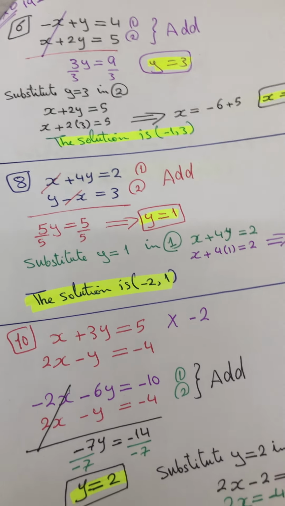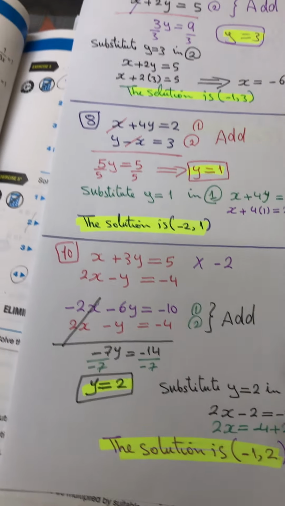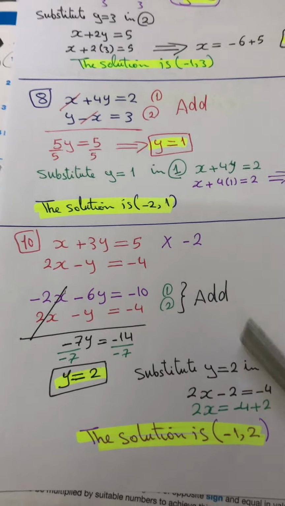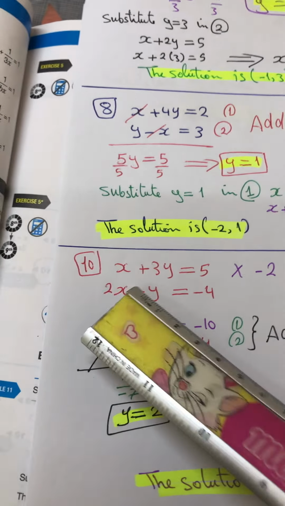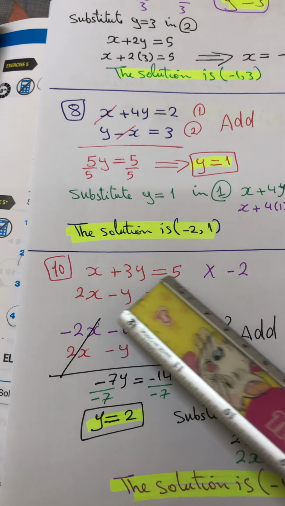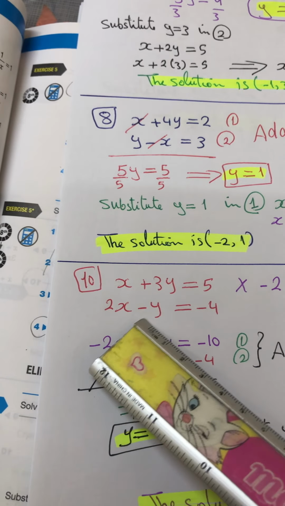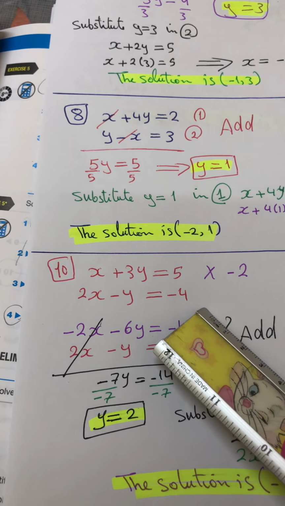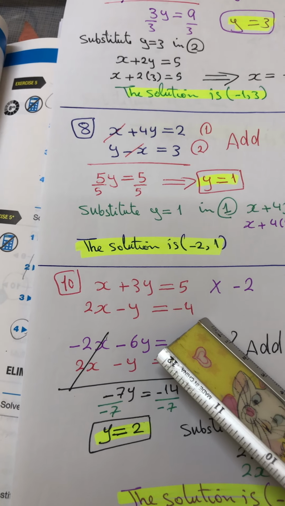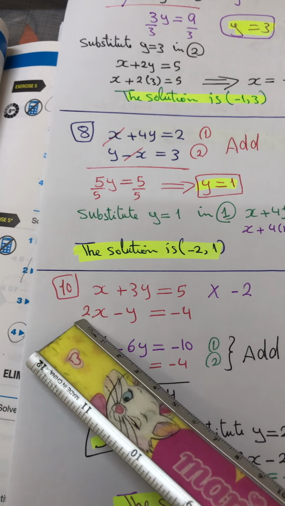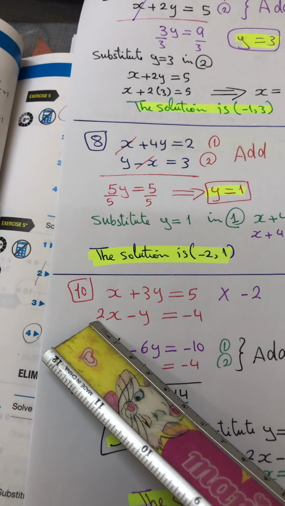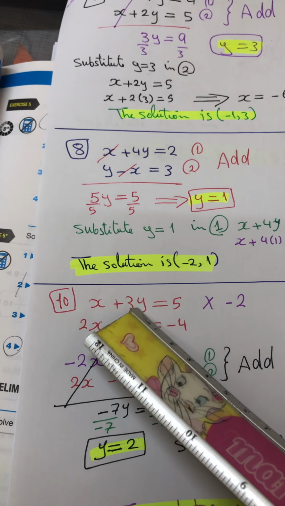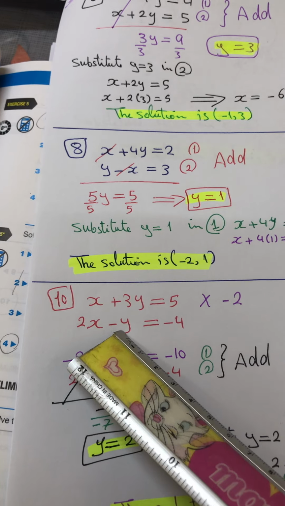Okay? Attention. Please take care from this problem. I have x plus 3y equal 5. I have 2x minus y equal negative 4. Okay. This x is positive and this x is positive. And the coefficient is 1 and here 2. Okay. This y is positive and this y is negative.